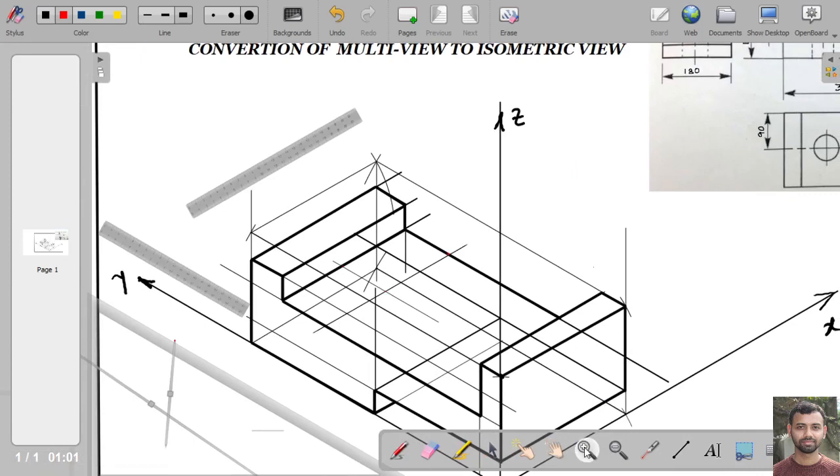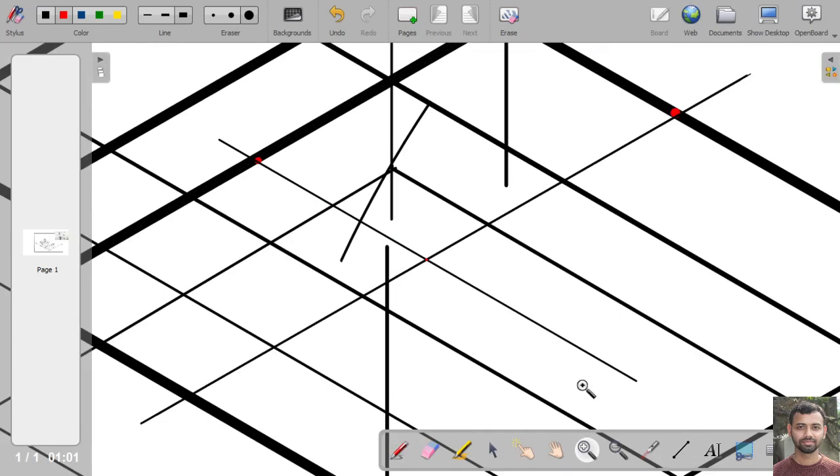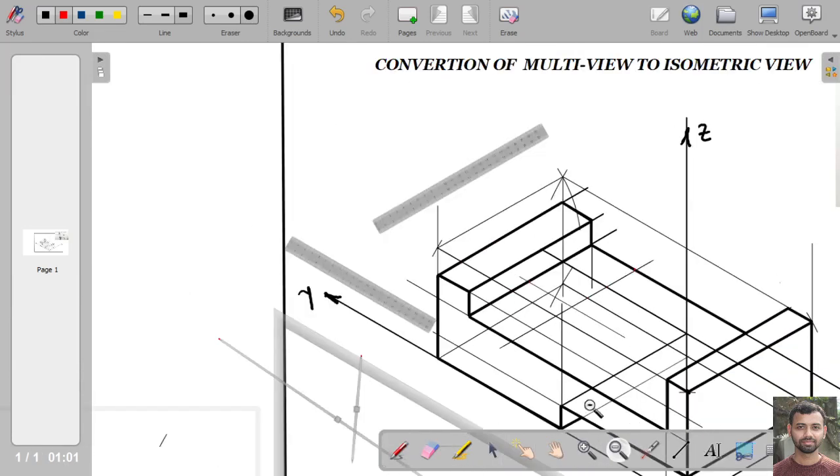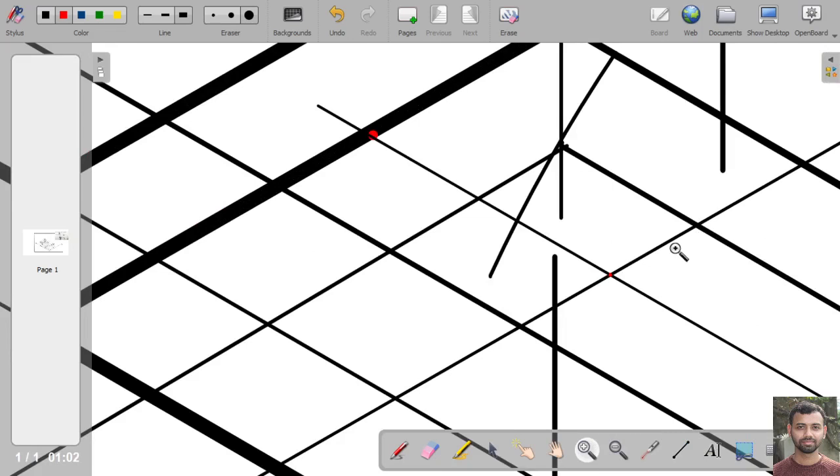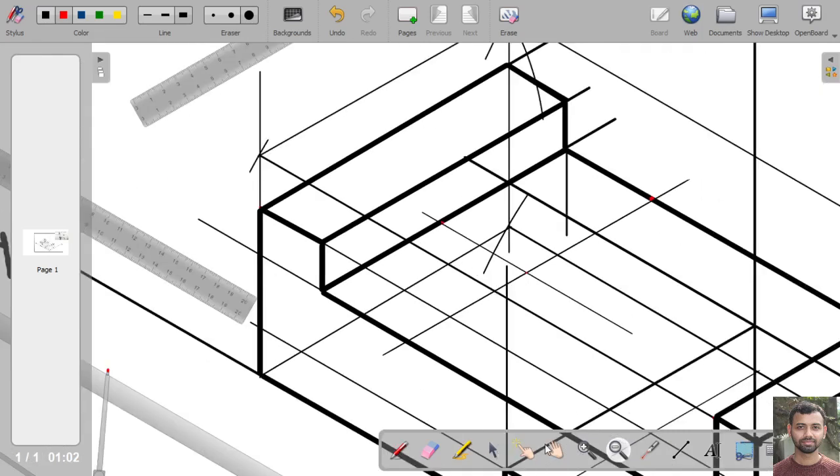As the diameter of the circle is 60 mm, we will draw a rectangle first. Sorry, we will draw a square first. Actually, that is a rhombus. So we will draw a rhombus first, whose sides will all be 60 mm. To draw it, at first we will measure with the help of these scales.